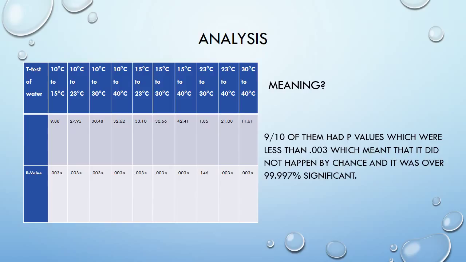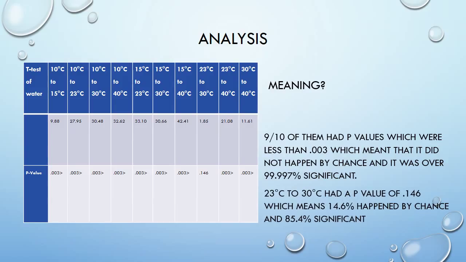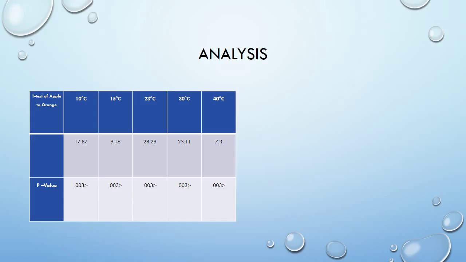I didn't want to get the exact p-value because it's so low that it wouldn't even change from this amount anyways. However, there was one that had a different p-value. From 23 degrees Celsius to 30 degrees Celsius, it had a p-value of 0.146, which meant that 14.6% happened by chance, and it was 85.4% significant. Although this is still significant, I wanted to note this because it's different than the other ones.